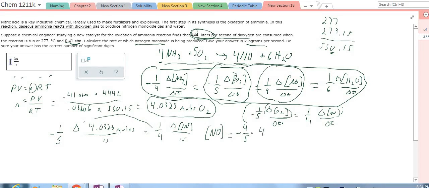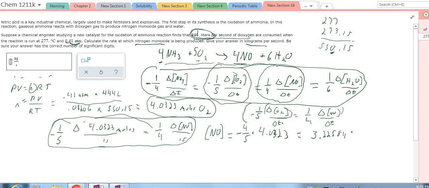Times 4.0323. I'm just doing the algebra of this expression right here. So when I do that algebra, then that is going to be equal to 3.2584 moles of NO, and those are going to be formed every second.